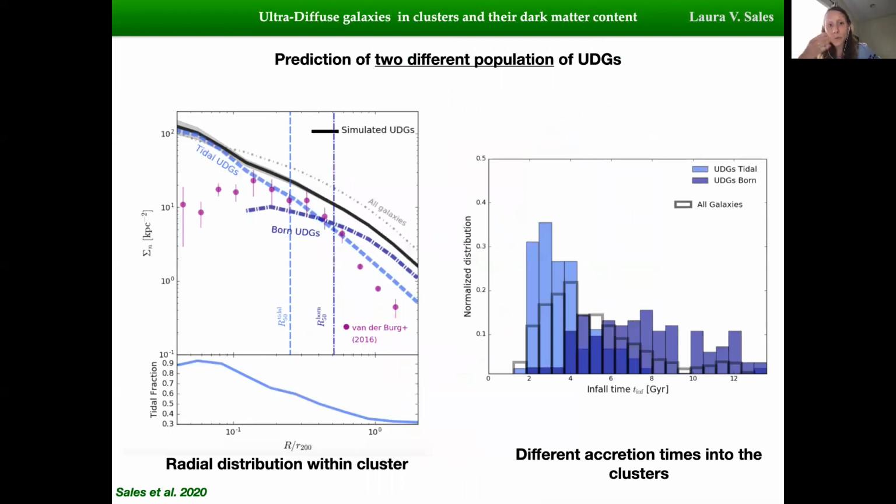The good thing is, if you now have this population in galaxy clusters that is kind of dual, some of them were already UDGs and some of them are tidal, they will have very different properties. So you will have, for example, the radial distribution. Your tidal UDGs will populate the core of your cluster, versus the born UDGs will typically be living in the outskirts of your clusters. And also they will have very different accretion times. The tidal UDGs are early accreted and old. Of course, if you assume that the infall time is a proxy for the stellar populations, they will be much older compared to the born UDG bunch.